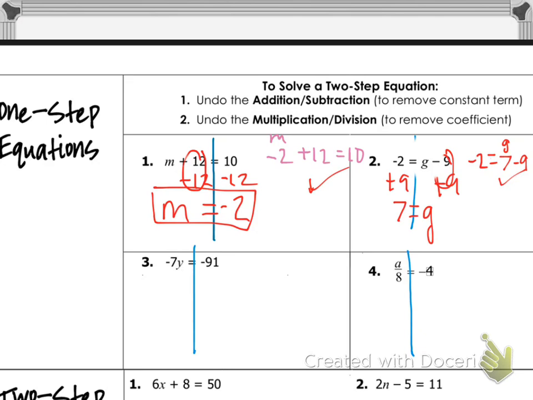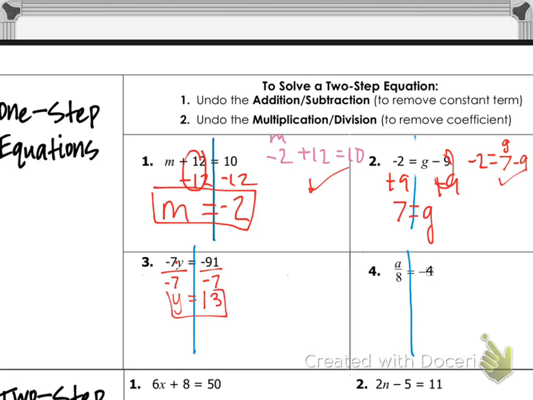Alright, number 3. This one, you can't put a note card over the y because that's the part you're working with. You're multiplying by negative 7. So remember, when things are really close together, it's considered to be multiplying. So what's the opposite of multiplying by negative 7? Dividing by negative 7. And so I want to divide each side by negative 7. So I have y equals negative 91 divided by negative 7 is 13.